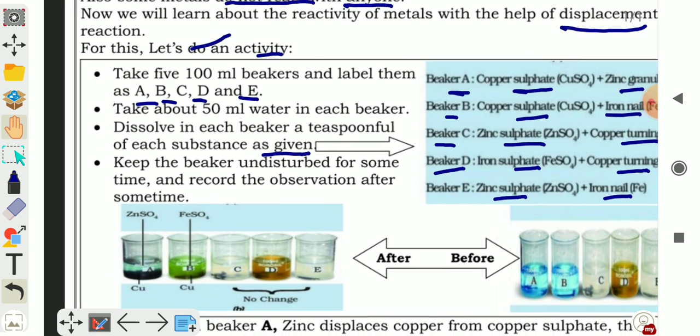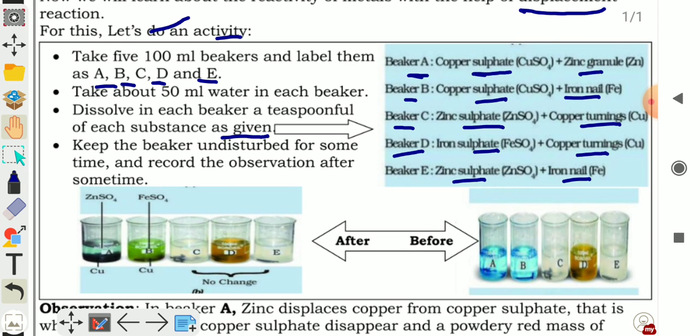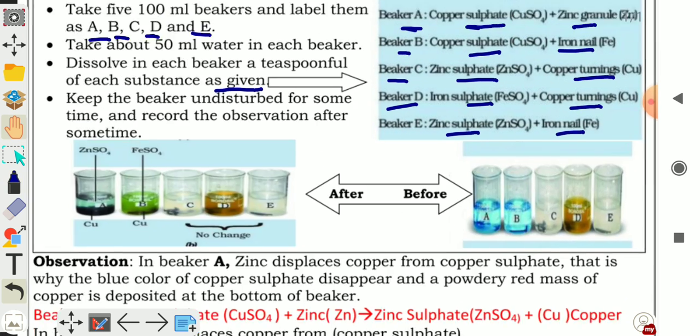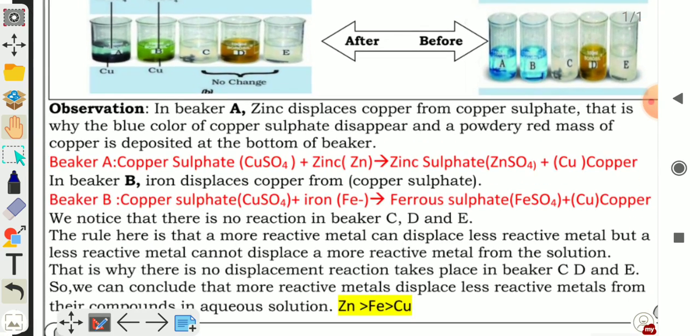Then keep the beakers undisturbed for some time and record the observation after some time. You have to record your observation or notice your observation after some time. Now we will discuss observation.